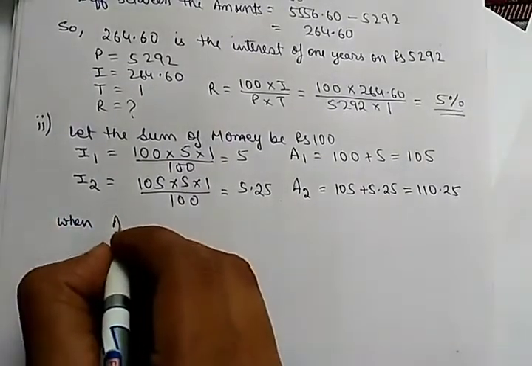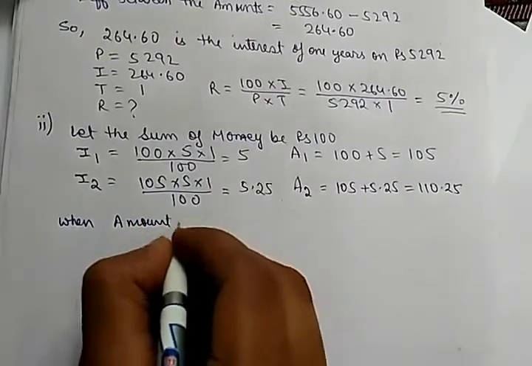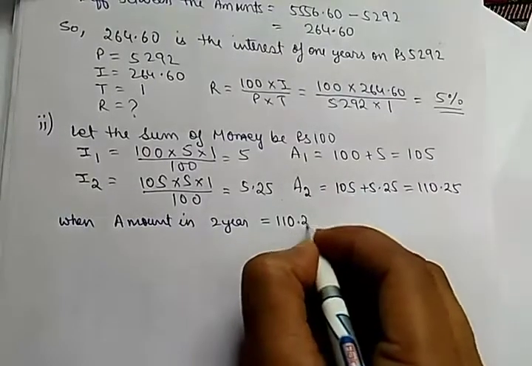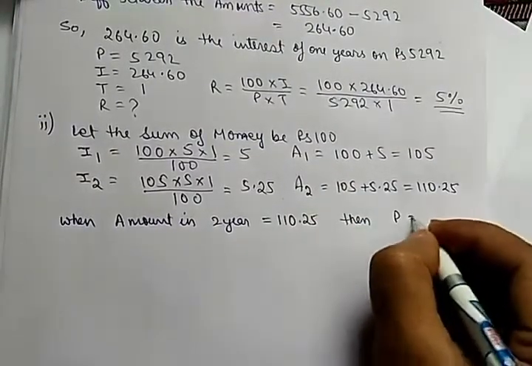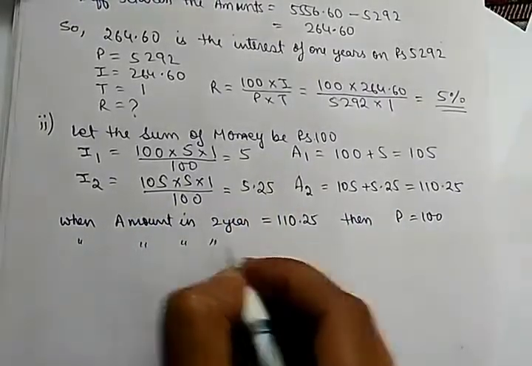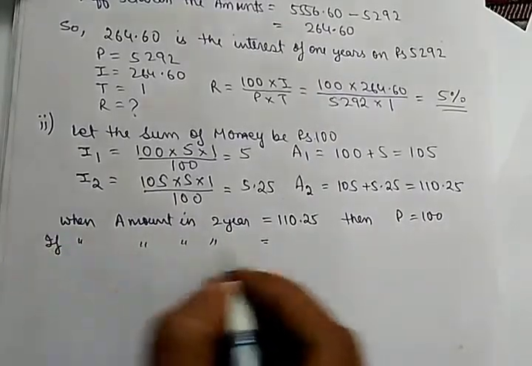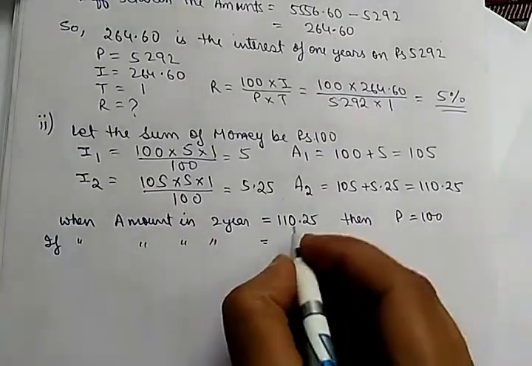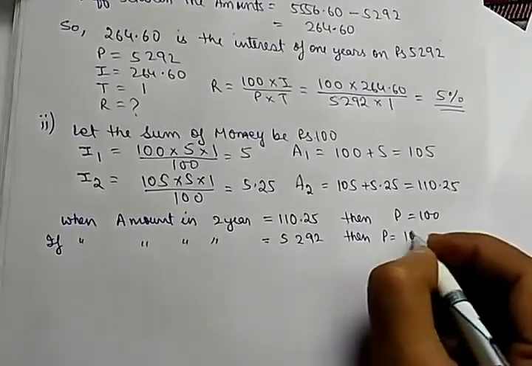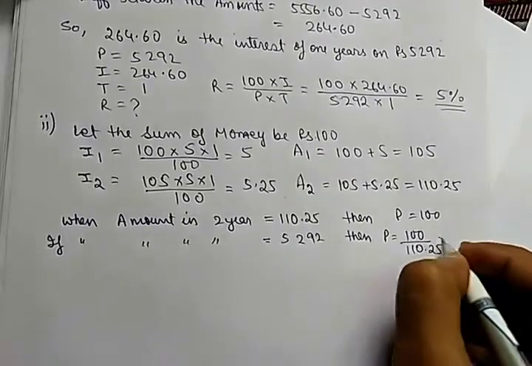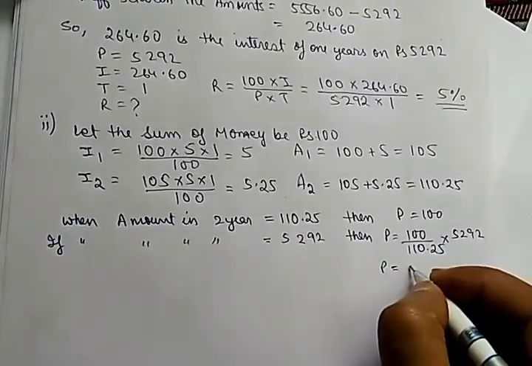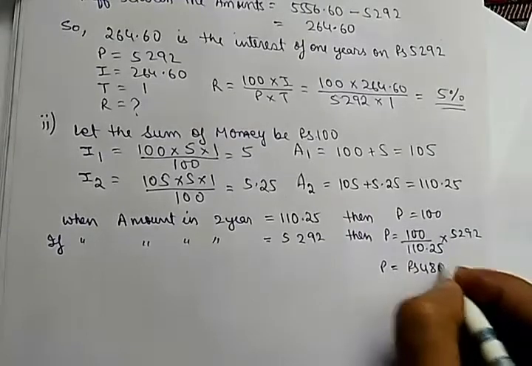When amount in 2 successive years is equal to 110, then principal is rupees 100 as we have taken before. Now that is given, amount in 2 years is 5292. Then what will be the principal? Principal will be 100 by 110.25 into 5292. When we solve this, we get principal is equal to rupees 4800.